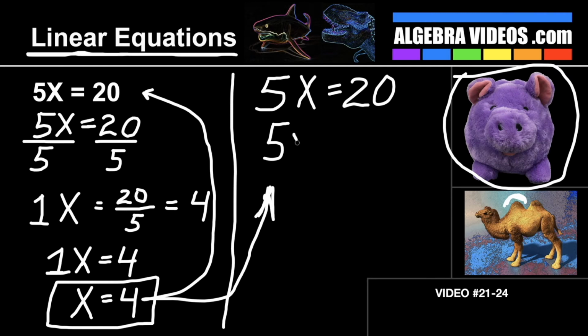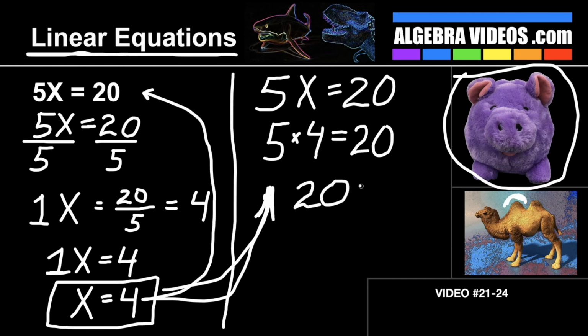We're going to double check it. So 5 times, instead of x, I'm going to put in a 4, which is our solution down here, right? Equals 20. So 5 times 4 equals 20. And so I'm going to rewrite 5 times 4. That's 20, right? Equals 20. So 20 equals 20. The equation checks out, right? So we know that our solution of x equals 4 is correct. And so I'm going to give us an A+.